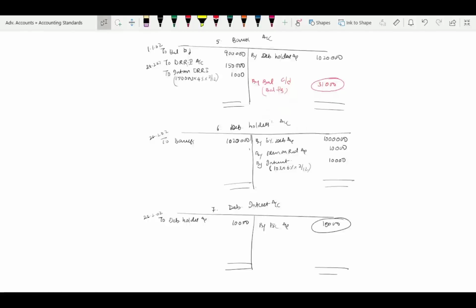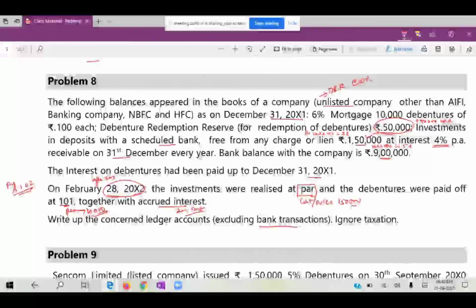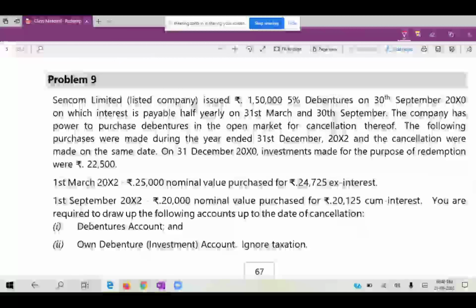Make the posting. So that's all the problem. So now debentures has become a very simple chapter when compared to the previous. That's it. Come to question number 9.